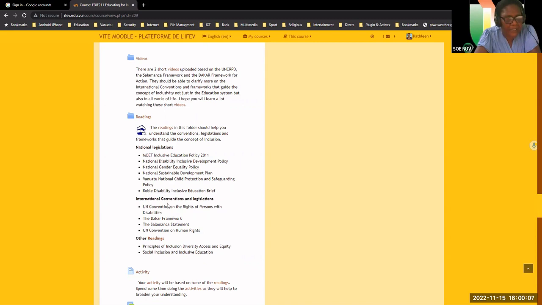Then we have the international conventions and legislations. We have the UN Convention on the Rights of Persons with Disability. We have the UN Convention on Human Rights. And we have the Salamanca Statement and the Dhaka Framework. All these are documents that support the concept of inclusion.